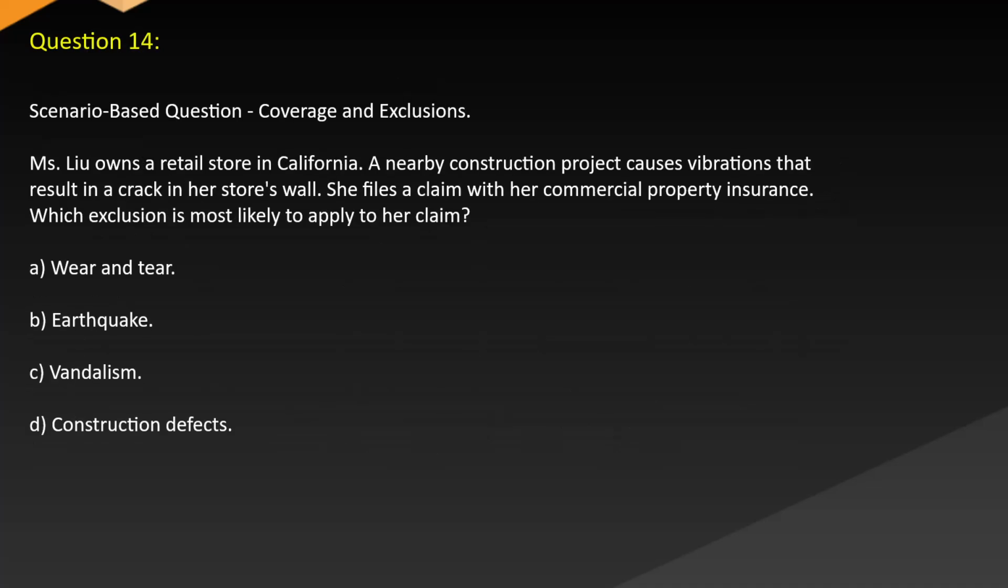Question 14. Scenario-based question. Coverage and exclusions. Ms. Liu owns a retail store in California. A nearby construction project causes vibrations that result in a crack in her store's wall. She files a claim with her commercial property insurance. Which exclusion is most likely to apply to her claim? A. Wear and tear. B. Earthquake. C. Vandalism. D. Construction defects.